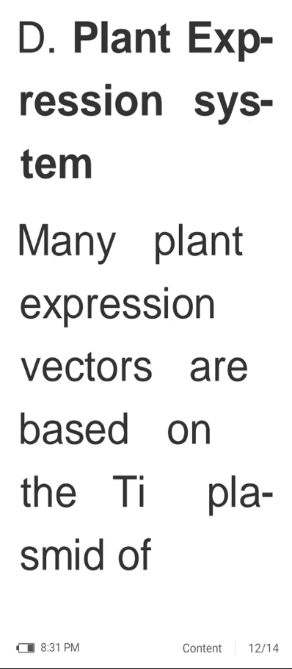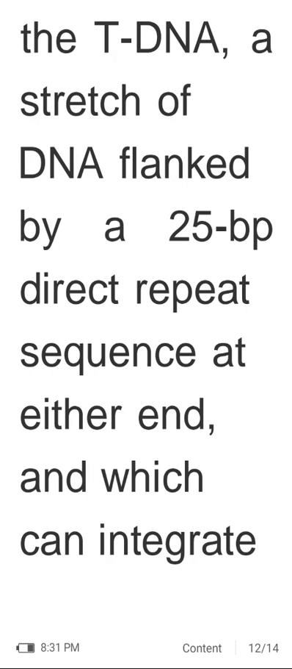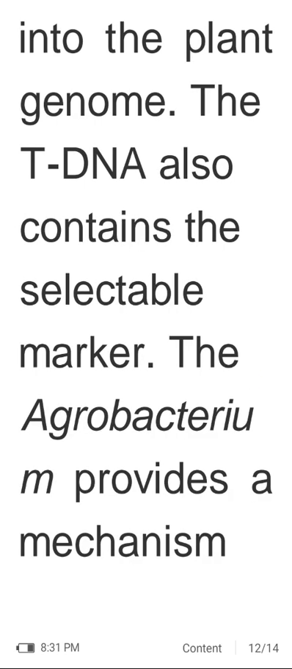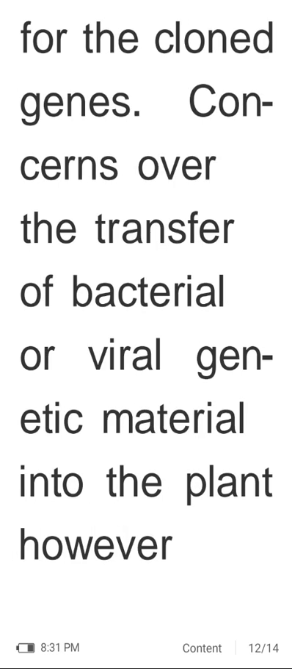Then, plant expression systems. Many plant expression vectors are based on the Ti plasmid of Agrobacterium tumefaciens. In these expression vectors, the DNA to be inserted into the plant is cloned into the T-DNA, a stretch of DNA flanked by a 25 base pair direct repeat sequence at either end, which can integrate into the plant genome. The T-DNA also contains a selectable marker. The Agrobacterium provides a mechanism for transformation and integration into the plant genome, and the promoters for its vir genes may also be used for the cloned genes.